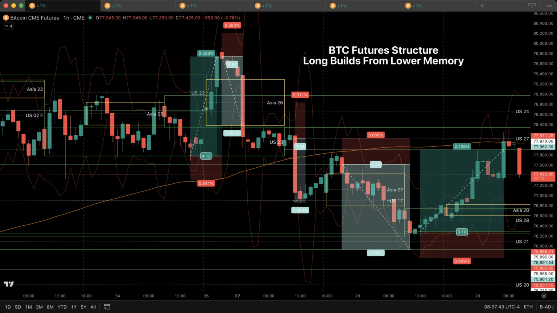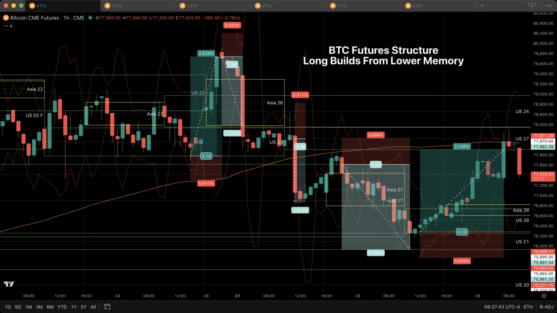So for April 21st U.S. and April 27th U.S. session boxes, avoid using midpoint as the main execution line. Use upper boundary. Use lower boundary. Use extension. Use a line that shows real failure. The trade depends on survival.